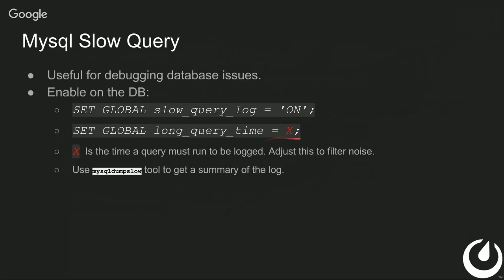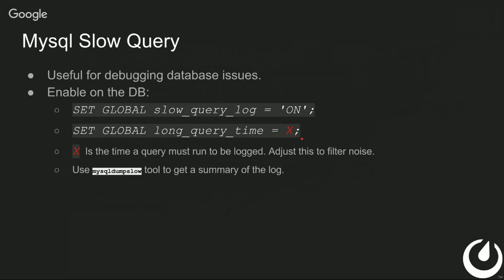Then the important parameter is the long query time, which is the minimum amount of time that the database query has to take before it'll be logged. So if you set it to 5 seconds, a 4-second query won't trigger it, but a 6-second one will. And just play around with that until you get a good signal to noise ratio.